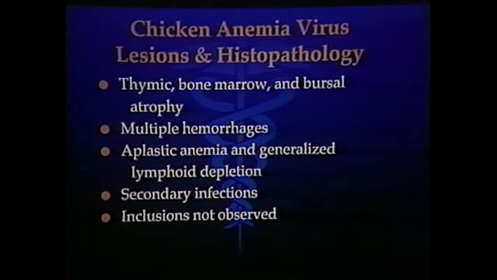Destruction of bone marrow results in aplastic anemia, which will predispose the animal to secondary infection because of lack of heterophils. Also, generalized lymphoid depletion cripples both the humoral and cell-mediated immune responses. Secondary infections can be numerous and quite striking, and chickens that are affected with CAV will present like human AIDS patients.